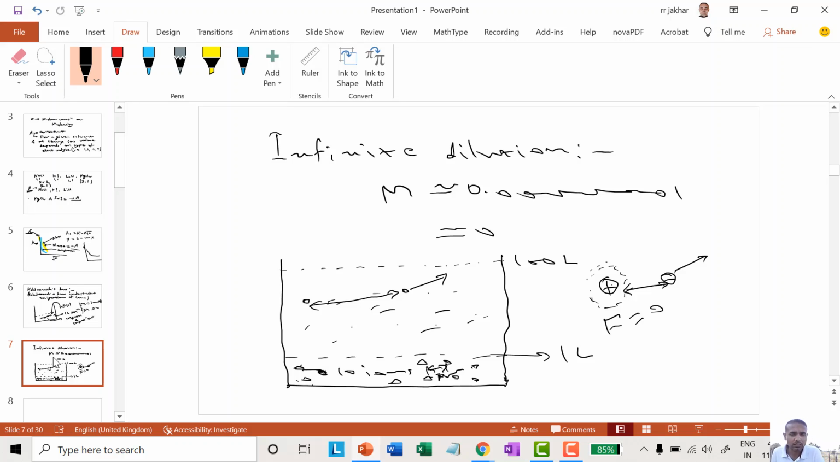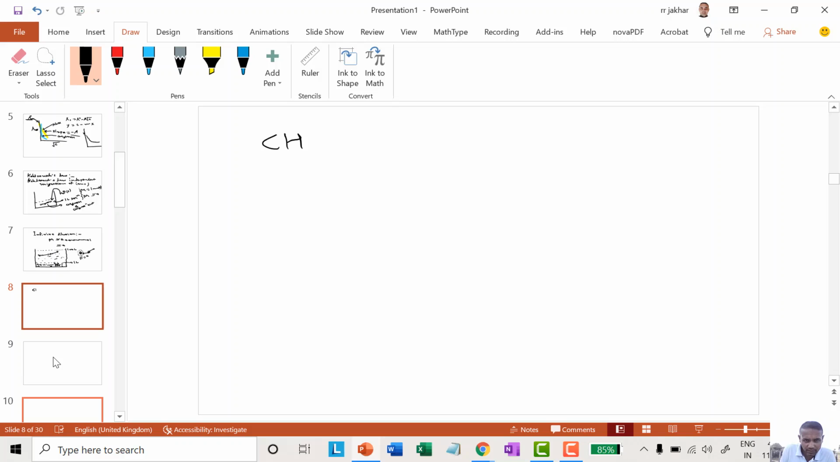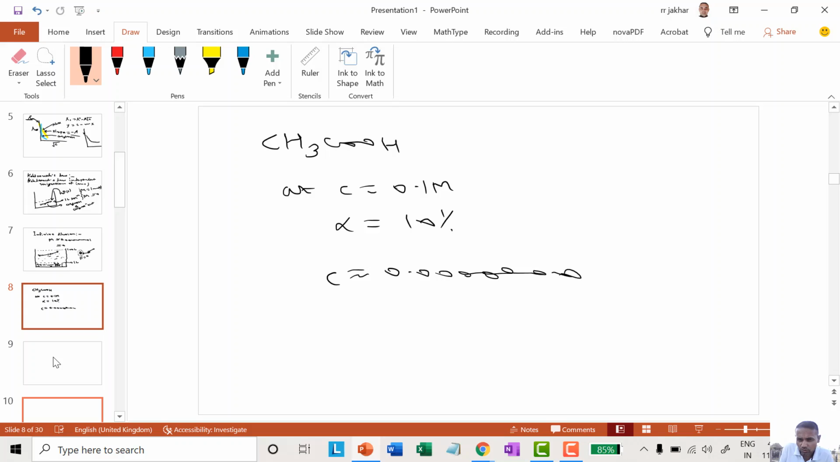Now we are taking the next thing: if we increase the dilution, if we increase the volume, then the degree of dissociation will increase. So we are taking an example, like acetic acid at concentration equal to suppose 0.1 molar, where the degree of dissociation of acetic acid is suppose 10%. If the concentration or molarity becomes 0.00001 molar, then what about alpha? Is it more than 10%, less than 10%, or does it remain 10%? And we are taking the temperature as constant, suppose 25 degrees centigrade.